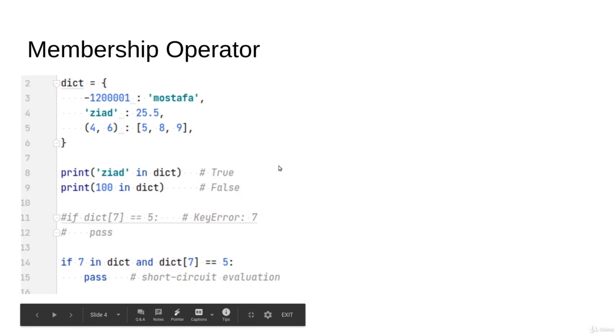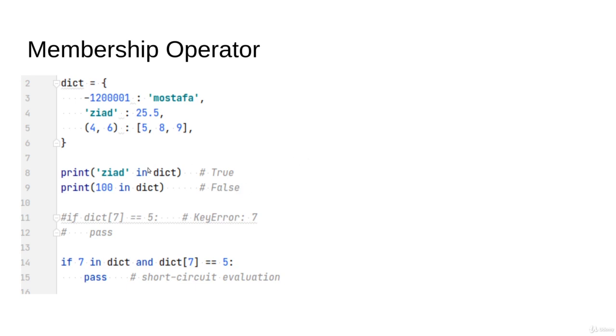The membership operator, as you expect, works like with the list and the string. You can say if Ziad in dictionary, it will return true. 100 in dictionary, it will return false. However, notice that this is just checking the keys themselves. For example, if you wrote is 25.5 in dictionary, the answer will be false. This is a check in the keys only.